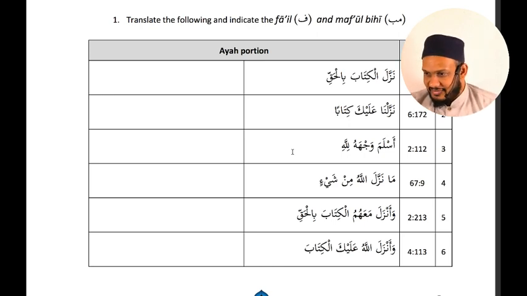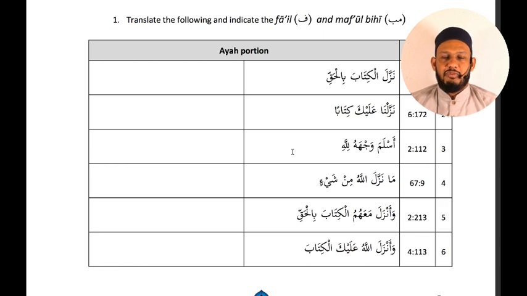But look at the fa'il. The fa'il is he. Nazzala, remember we're looking for the fa'il. Nazzala means sent down. If the fa'il is not on the verb, it's not left, it must be inside. So therefore it will be he. Even though the meaning might be he, or might be we, or might be Allah, the actual meaning here is Nazzala. He sent down the book with truth. So the he, the fa'il is inside, and kitab is the maf'ulun bihi.